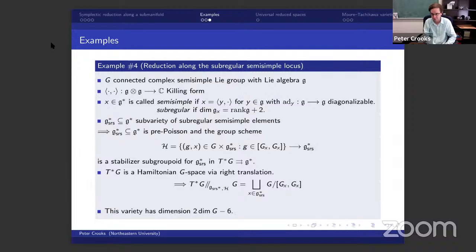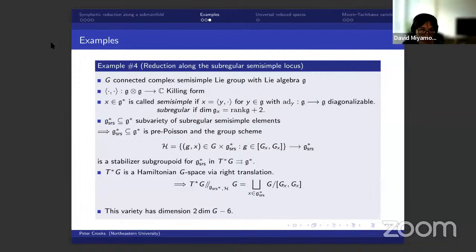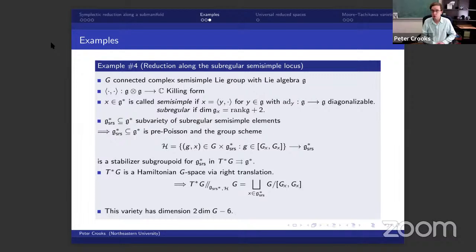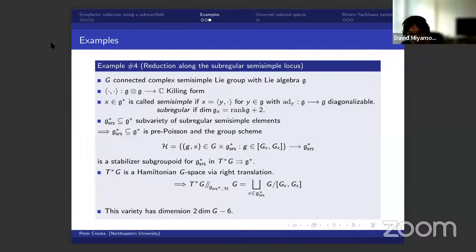Okay, thank you. More questions or comments? Yeah, could I ask a question? Sure. Actually, I think you just mentioned what I wanted to ask, which was these subregular points. You said the locus is a smooth manifold. The subregular locus itself doesn't have to be smooth, but the subregular semi-simple locus does. The subregular semi-simple locus. That's right. Okay. Thanks. Sure.